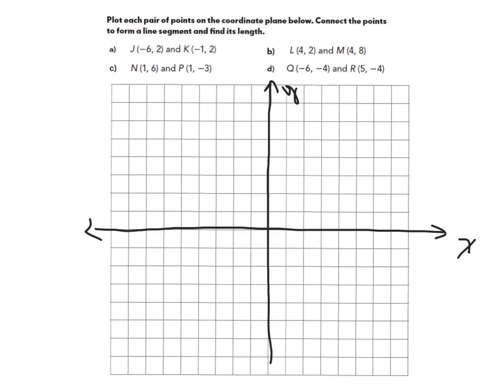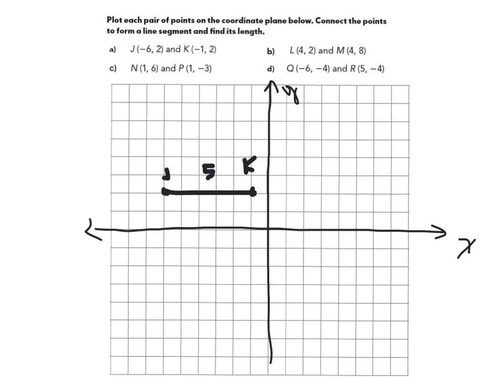If I was going to plot section A here, which was point J at -6, comma 2, and another point at -1, comma 2, I can see very quickly that there's only 5 spaces in between them. 1, 2, 3, 4, 5. So I know that this is a distance of 5 between these two. I could also do the -6 and -1 and find the distance between those 2 points, knowing that their absolute value is 5.